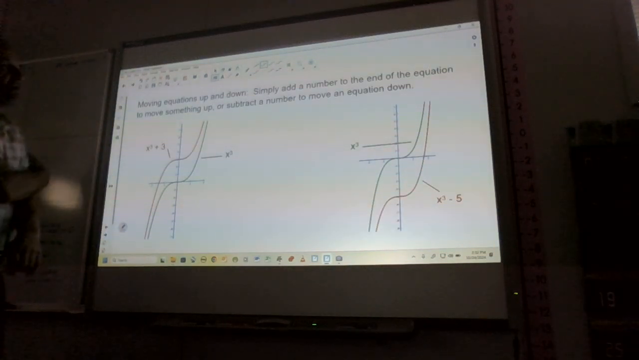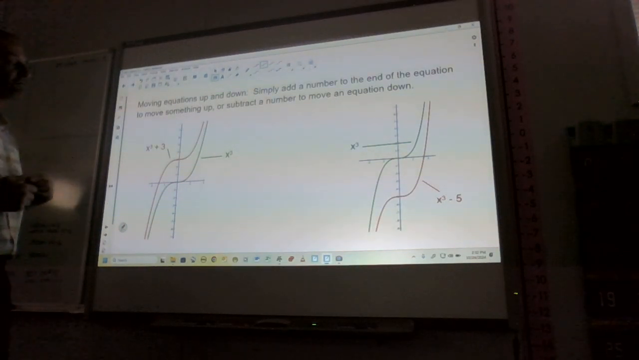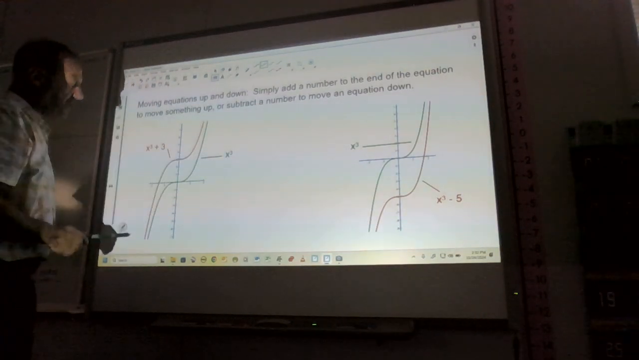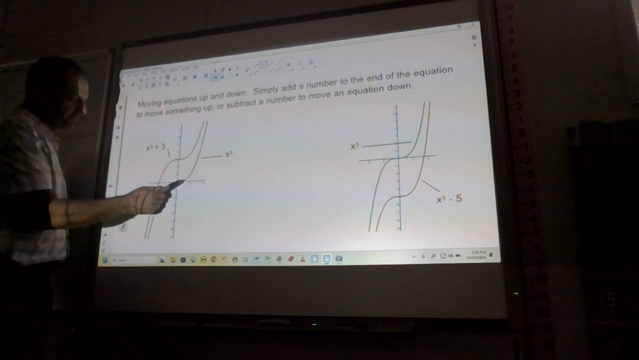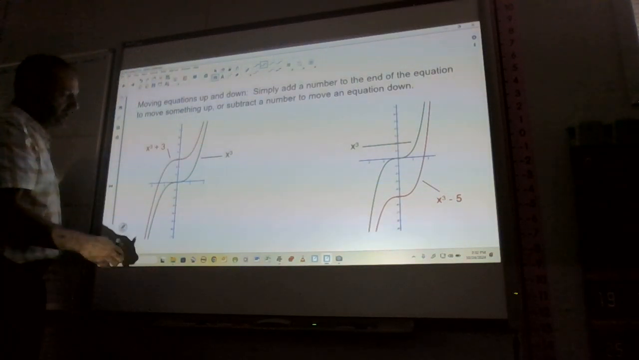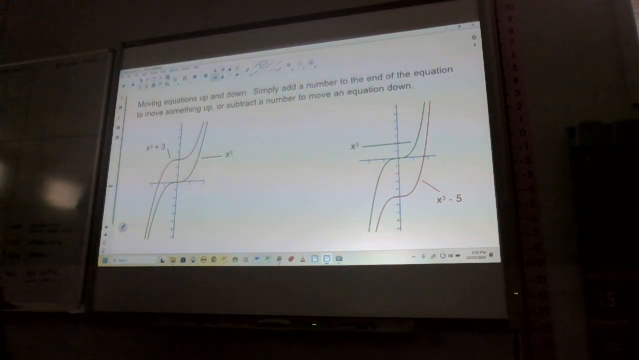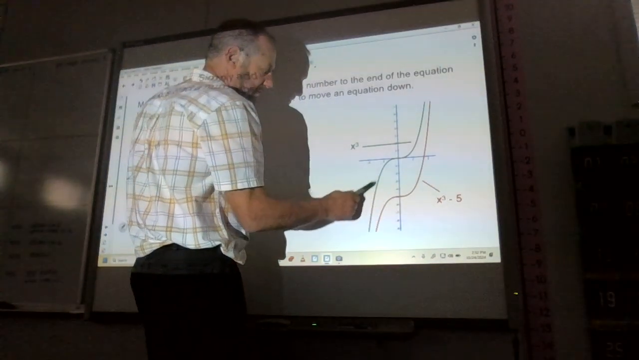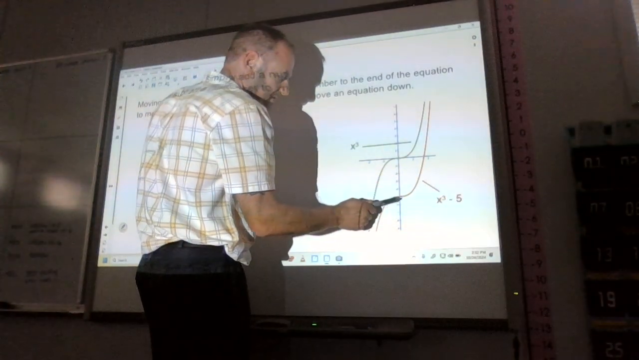Moving equations up and down. I can do that by simply adding a number or subtracting a number from the end of the equation. So here I've got x cubed, the green one. And if I take x cubed plus 3, that just takes all the answers and adds 3. So it takes 0 and moves it up to 3, and it takes 1 and moves it up to 4, and so on. So it just moves this figure up 3 positions. If I want to move it down, I can subtract something from the end of the equation. So here's my x cubed, and this time I have x cubed minus 5, so it moves everything down 5.